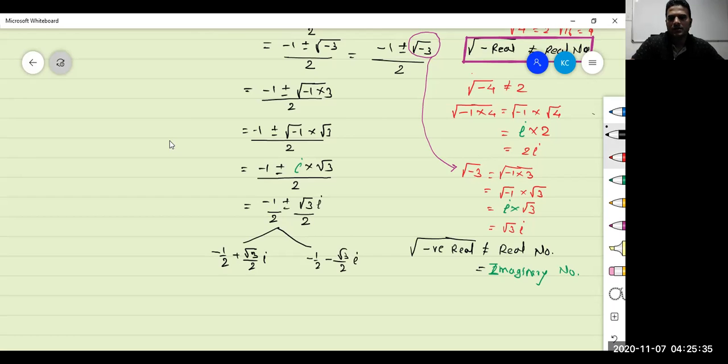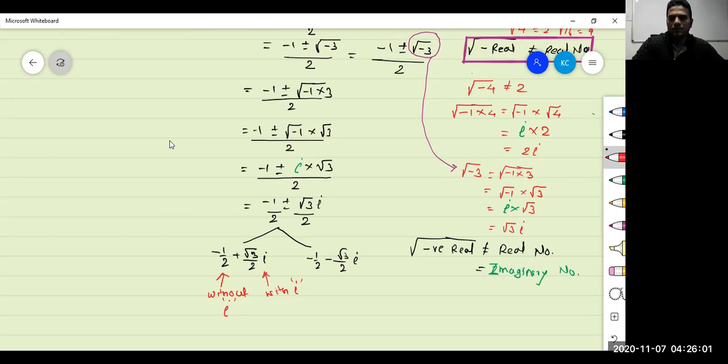Here we can observe, this is without I. This format is with I. Okay, this is without I, with I.